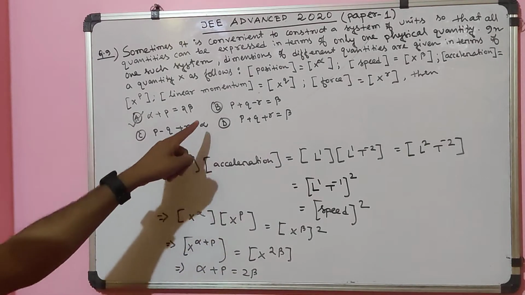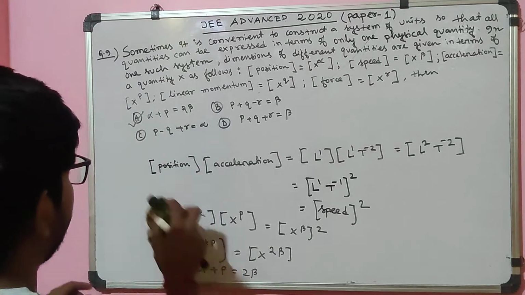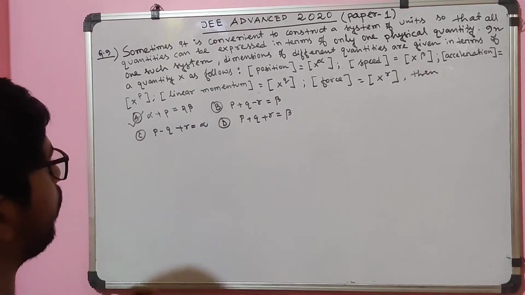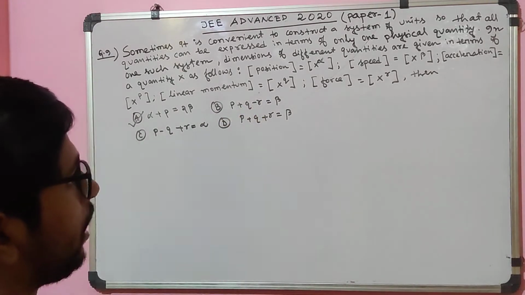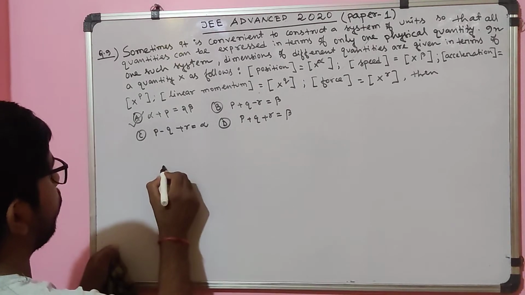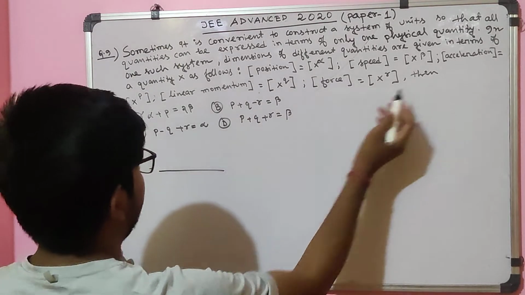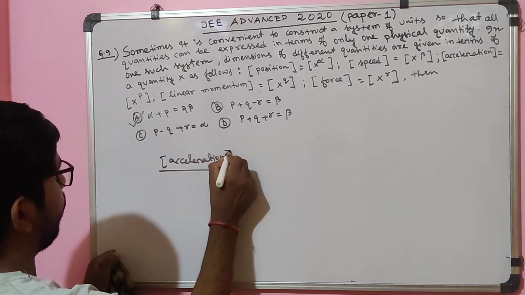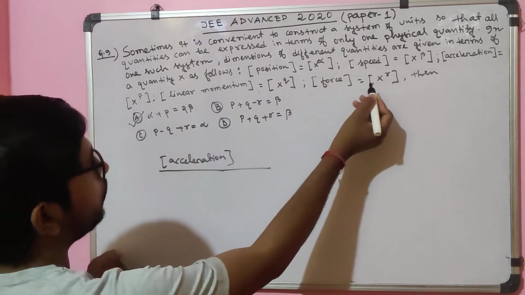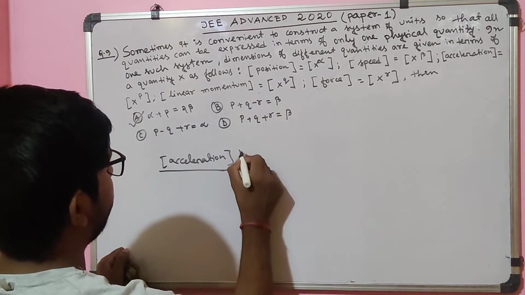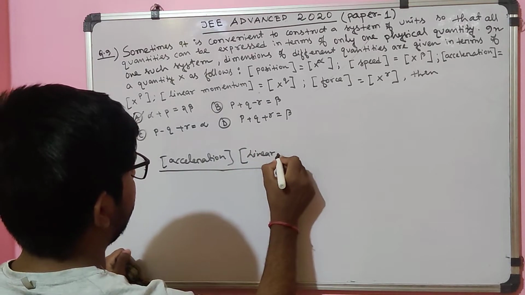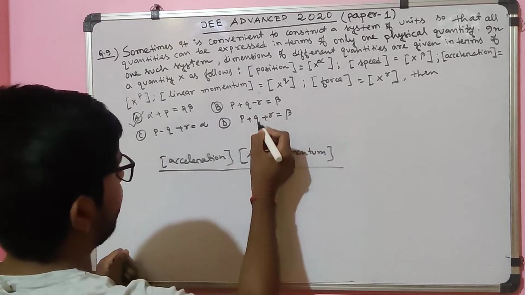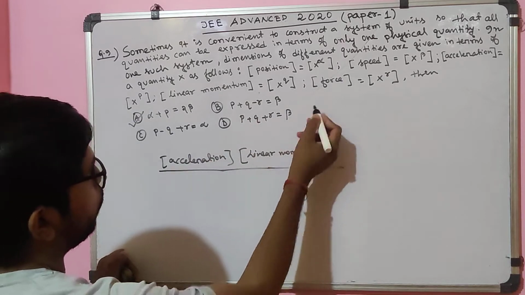Now let's see if option B is correct or not. In option B it is given p plus q minus r. So what I will do is take acceleration, times q which is linear momentum, and this is minus r, so we will write force here.